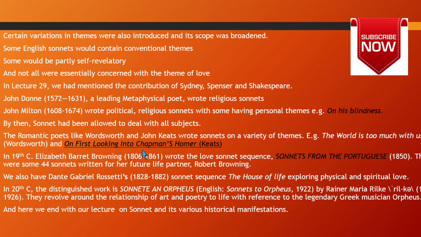Keats' sonnet on first looking into Chapman's Homer is actually a reference to the theme of art and life, the transitoriness of life and the permanence of art, on which he has composed this sonnet. So the subject matter here is again different from the one that was followed by Petrarch.